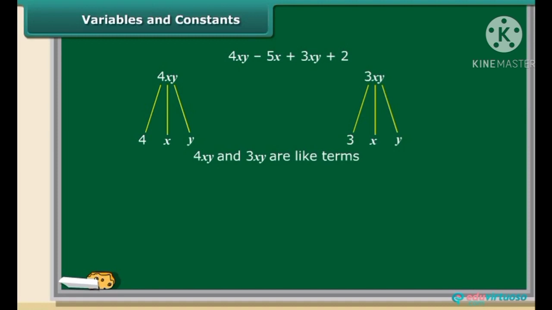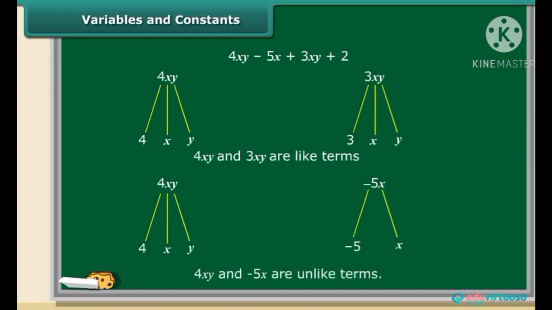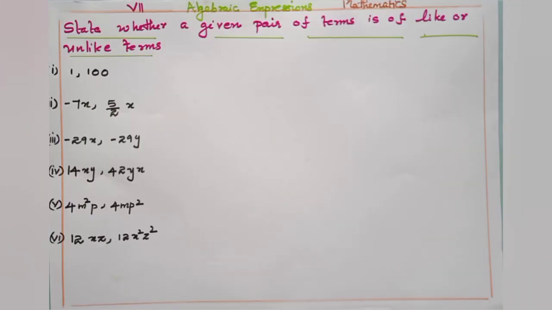See the terms 4xy and minus 5x. See the factors: 4xy has 4, x and y, and minus 5x has minus 5 and x. State whether the given pair of terms is of like or unlike terms.